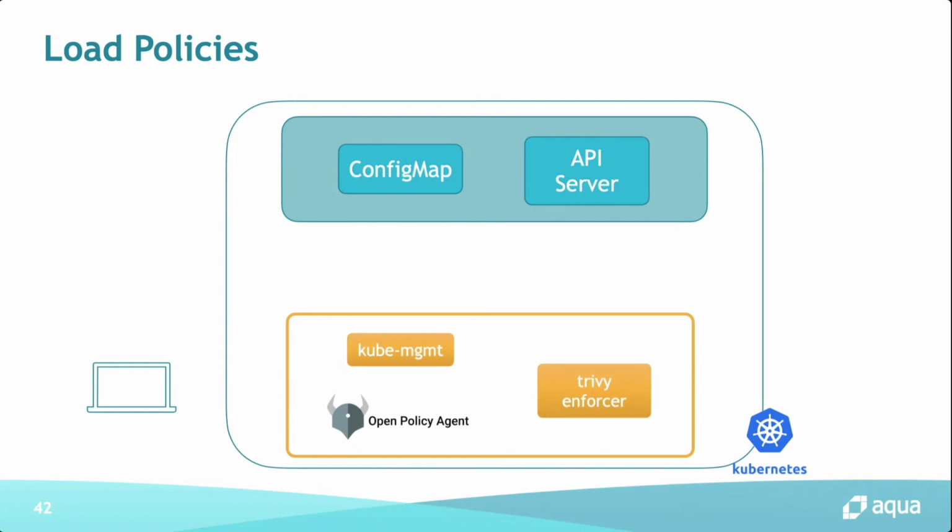Besides, a user needs to upload their policy to a config map. Kube management, provided by the OPA team, watches the config map and loads the policy into the OPA service. What matters is you can take advantage of the same policy you use with Trivy CLI. And Trivy Enforcer calls the OPA service through REST API.